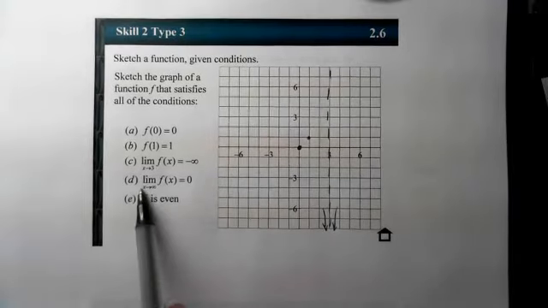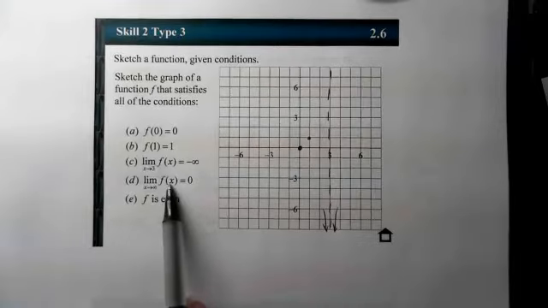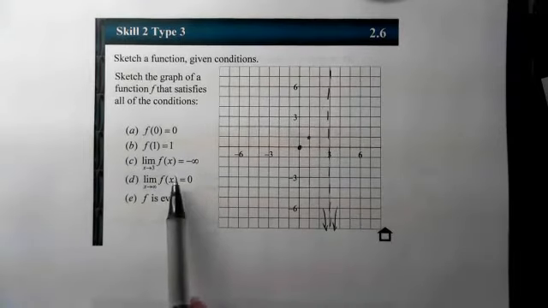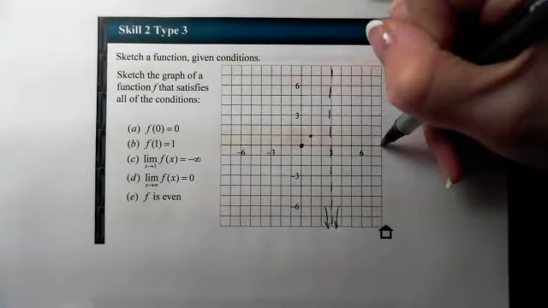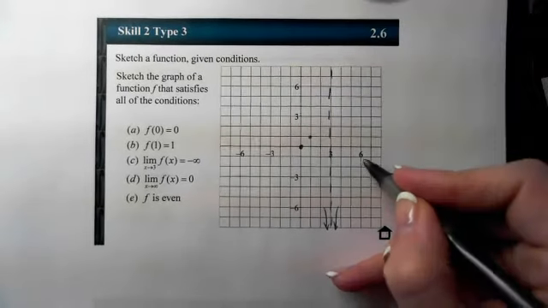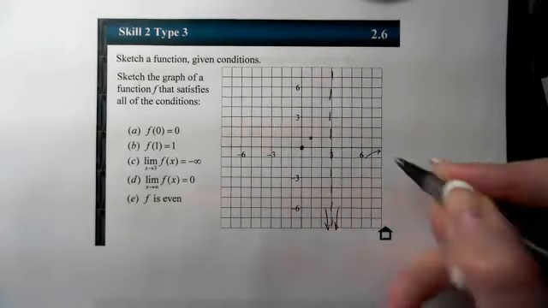Part D says, as x moves further and further to the right, the outputs of my function are getting closer and closer to 0. So I have two ways that I could draw this. I can either come towards 0 from the top, or I can come towards 0 from the bottom. I'm going to choose to come from the bottom, but you could do it either way.